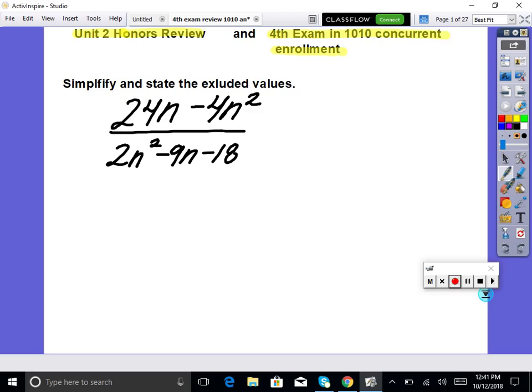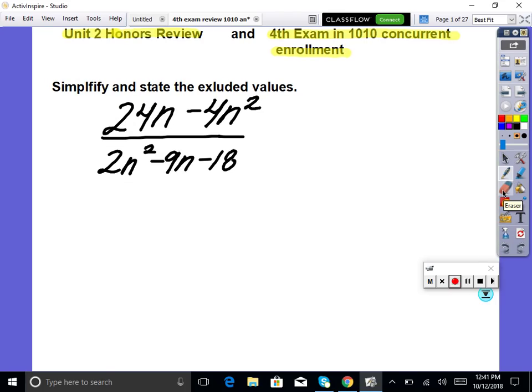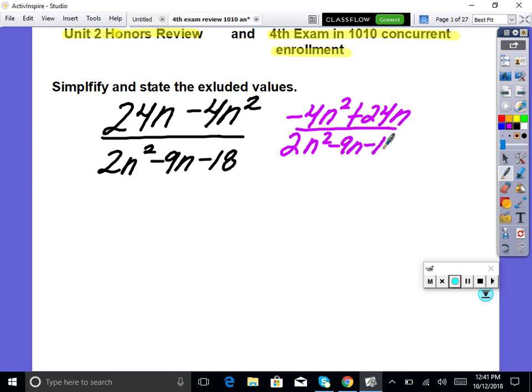Okay, so we're asked to simplify and state the excluded values. So the first thing we do is we get everything in standard form and factor it all out. So remember with simplification, it's factor the top, factor the bottom, restrict, and then divide. So rewriting this, negative 4n squared plus 24n. And then on bottom we have our 2n squared minus 9n minus 18. So when I factor out the top, there's a greatest common factor of negative 4n. So I pull that out. So then I divide by negative 4n, divide by negative 4n. So then left would be n minus 6.